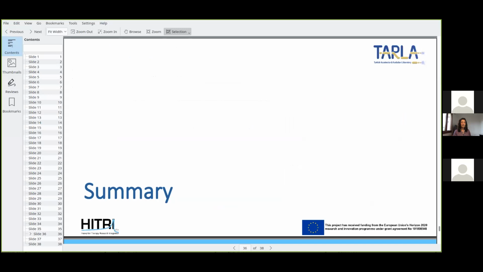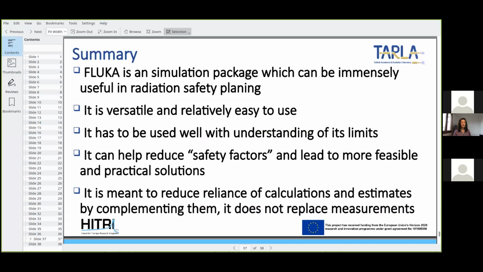So let me summarize. FLUKA is a simulation package which can be immensely useful in radiation planning. This is contrasted with the times when people were doing it by hand. The safety factors that you apply when doing something by hand, compared to a Monte Carlo simulation, are much higher, so it allows you to come up with solutions which are not so conservative. It is versatile and relatively easy to use. Again, there's a little bit of low-level coding, but it's not too much.